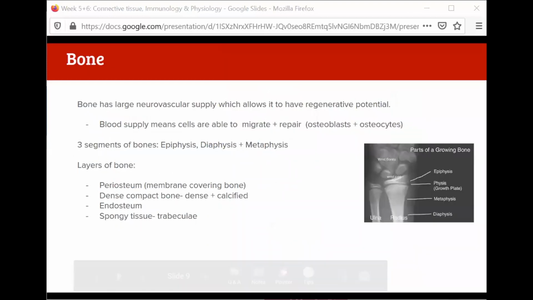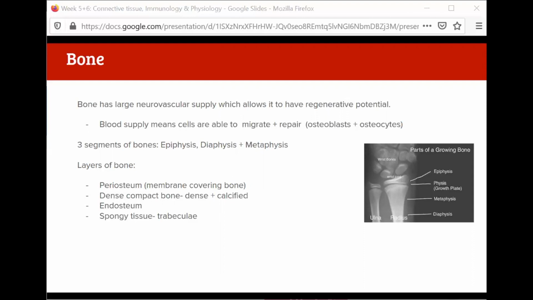Next, here's where we're going to talk about bones, the ability to heal, and a couple other things. So bone does have a really good neurovascular supply, which allows it to regenerate so well. If someone had arthritis, that doesn't really heal because cartilage can't really heal itself. Whereas if someone breaks a bone, they can heal in not a long time at all, a couple of weeks even. That's really fast, and that ability to re-heal is because of that blood supply.